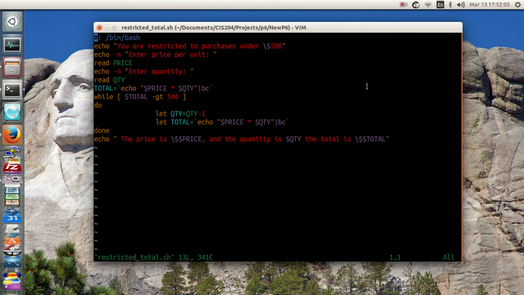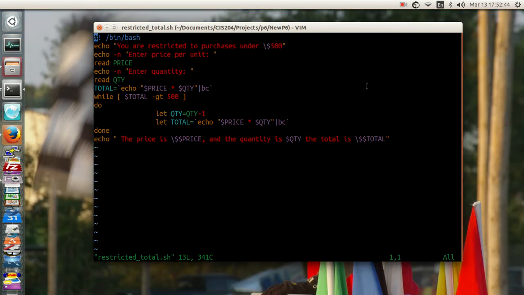Okay, so then I do this echo -n, enter price per unit. The -n basically tells echo, don't give me a new line. Then I read price. Then I echo -n, enter quantity, read quantity. And then I set something called total. This is a variable that will be used later. Total equals echo $price times $quantity, calculated by the binary calculator, the BC, or the basic calculator, whatever the BC stands for.